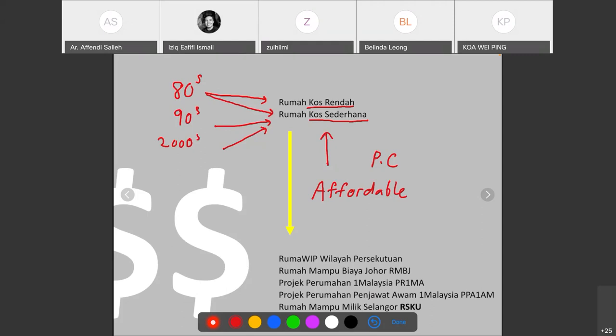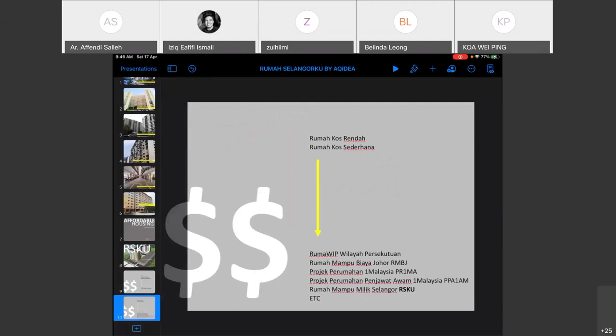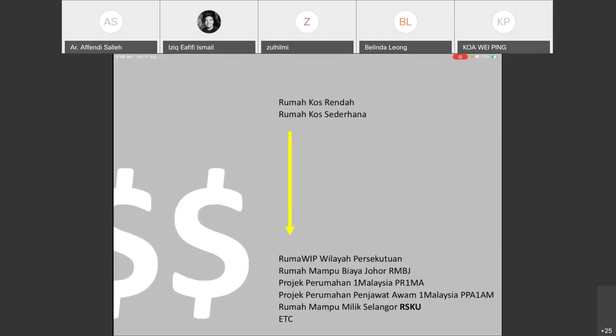From state to state, they give their own naming to it. For example, in Wilayah Persekutuan, they call it Rumah WIP. WIP as in Wilayah Persekutuan. In Johor, it is Rumah Mampu Biaya Johor, RMBJ.